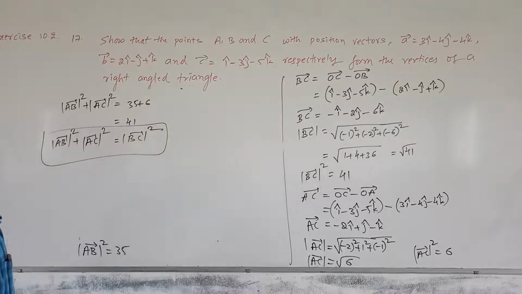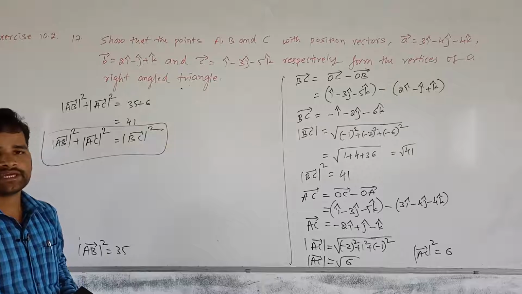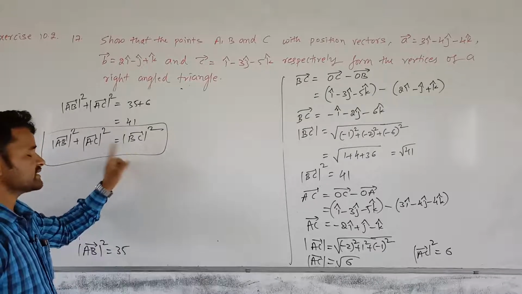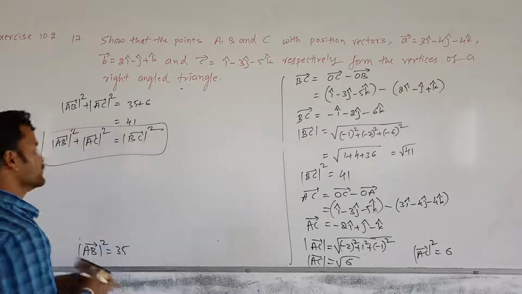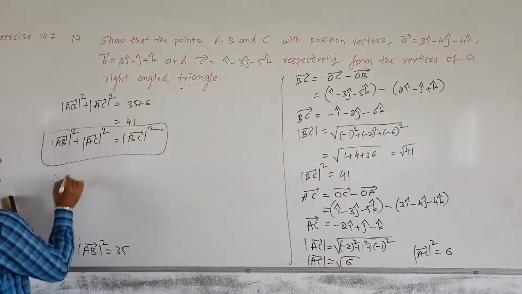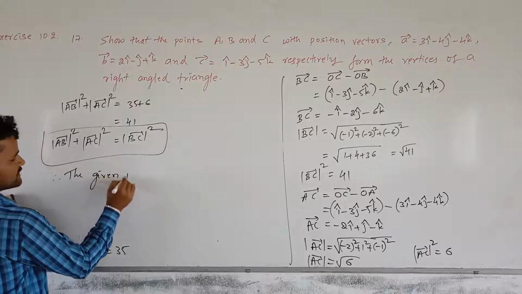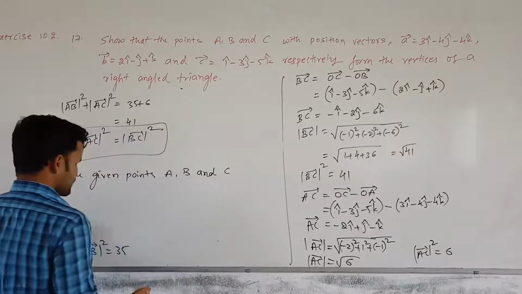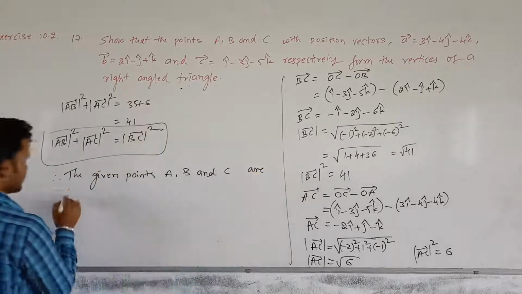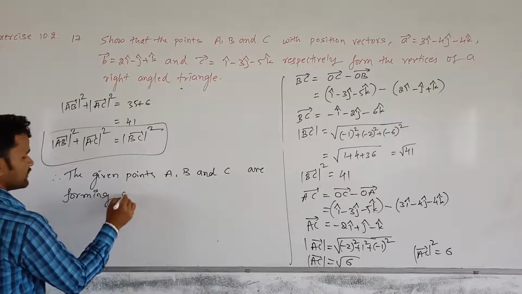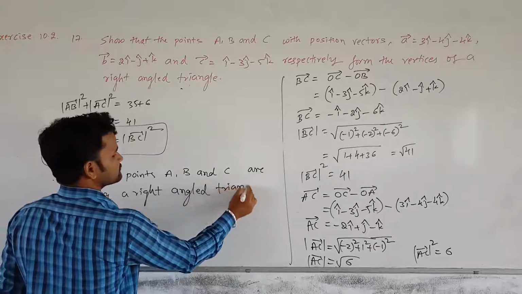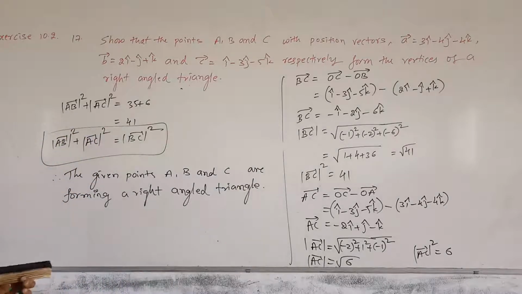What does it indicate? It indicates that the three given points are forming a right angled triangle with the right angle at which vertex? Here BC square is there, so the right angle will be at the vertex A. Okay. Now here we will write, therefore the given points A, B and C with position vectors are forming a right angled triangle. Okay, this is about question number 17.